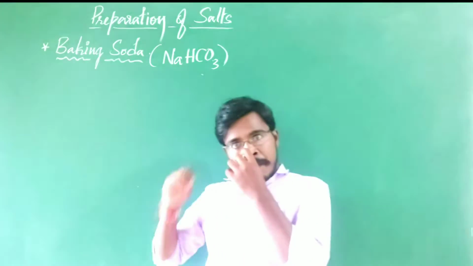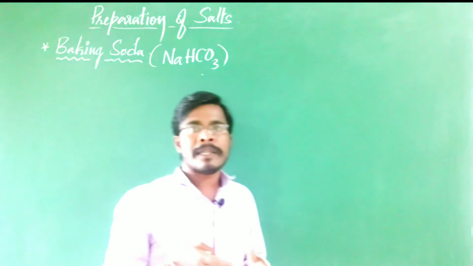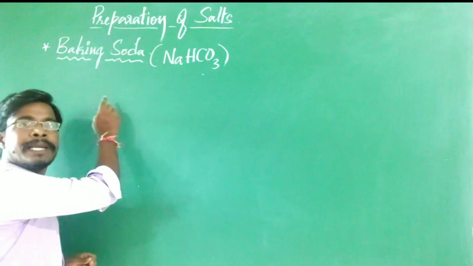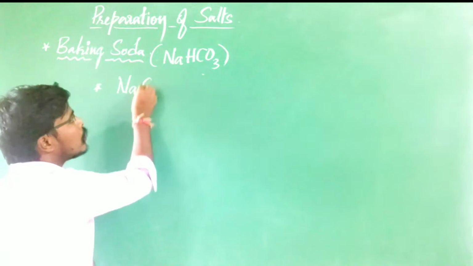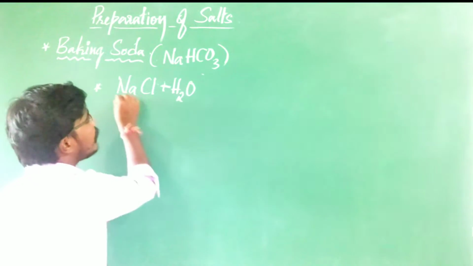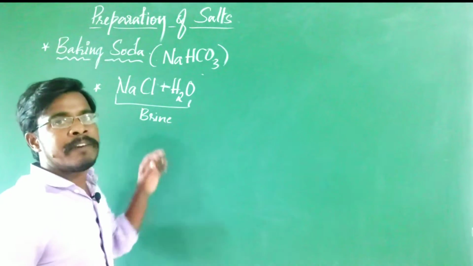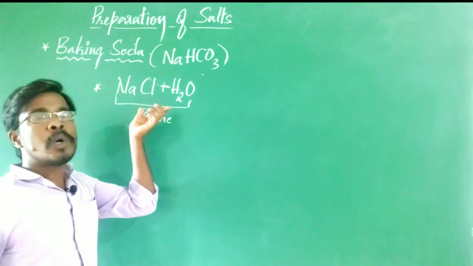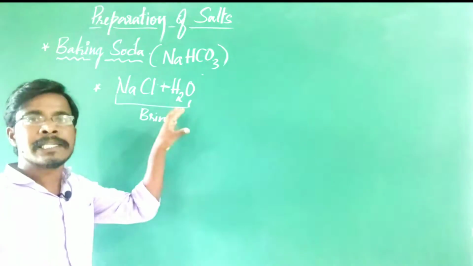How is baking powder or baking soda prepared? It is very important. There are simple steps, so let us go with those steps. Initially, if you want to prepare baking soda, you need to take a cold sodium chloride solution, which is called brine. We have already discussed that. If sodium chloride is dissolved in water, that solution is called brine solution. So a cold, highly concentrated brine solution is taken.